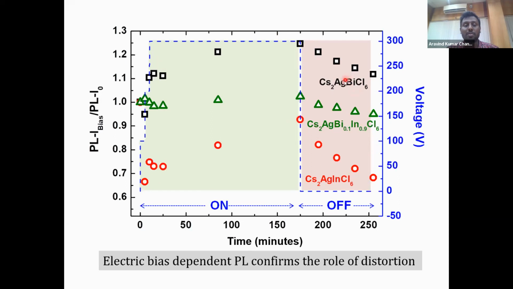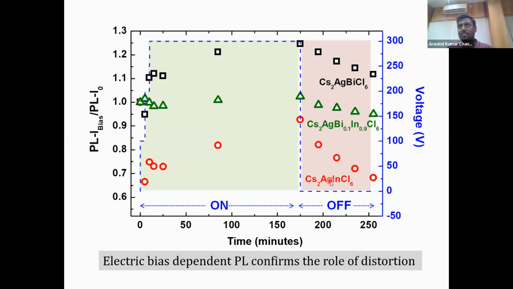The same thing was observed for bismuth. You could see that bismuth is going this way. When I apply the electric bias, the material gets distorted and the photoluminescence keeps increasing. The moment I turn off the bias, it tends to go back to its original state. However, when I take the material which is already distorted, the photoluminescence changes very little, in fact a negligible change, because the distortion induced by the electric bias seemed to be fairly less compared to the distortion that we induced on the symmetric compounds.